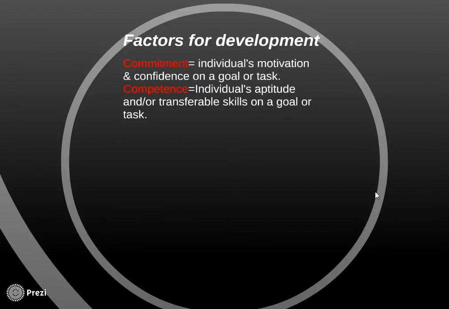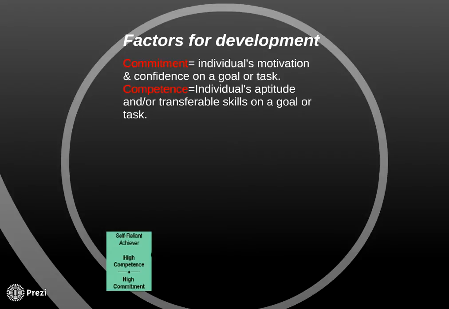So at each stage, John had varying levels of varying factors of development. The two main ones are his commitment and his competence for learning to ride a bike. Commitment is just your motivation to stick with the task and keep on going when things get tough, and break through any setbacks. And the competence, of course, is just his natural skill level, and maybe his natural balance and coordination on a bike.